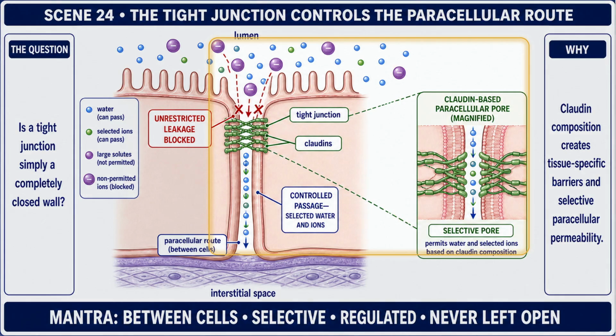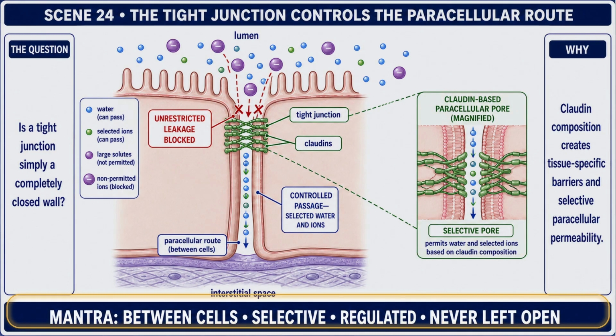So, a tight junction is not always an absolutely closed wall. A very tight epithelium and a relatively leaky epithelium can use different claudin combinations to produce different permeability. What is prevented is uncontrolled leakage. Keep the route clear in your mind. The particles that pass remain outside both cells and move down the space between them. The tight junction turns that between-cell route from an open crack into a regulated tissue-specific pathway.